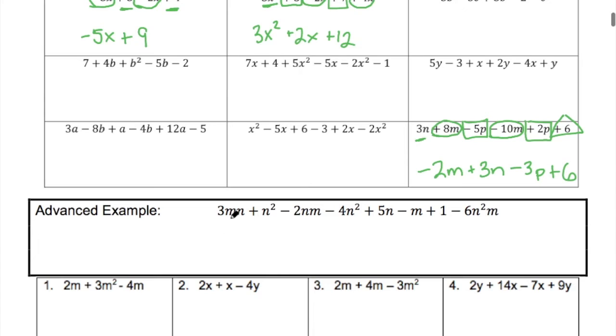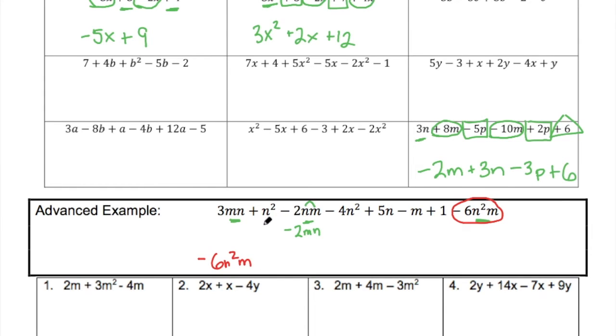Here are some more advanced examples. We have a product of variables in a couple different places, and at the end we have a product and one of them has a square on it. One other thing to note is that we have 3mn, and later we have negative 2nm. Because of the commutative property, we know that those are really the same. So I could rewrite those. It's still like terms. So I'm going to start with a negative 6m and negative 6n squared m. That's the highest degree. So we're going to try to put this a little bit in standard form.